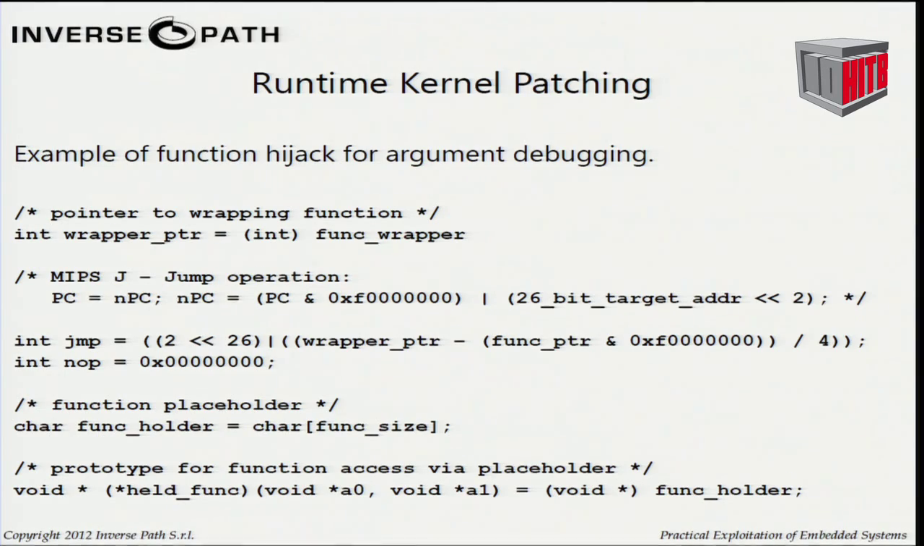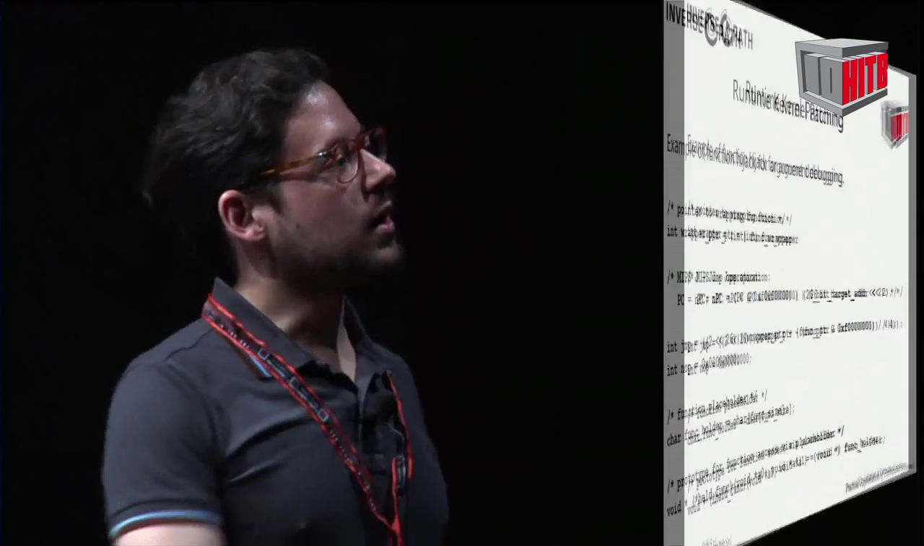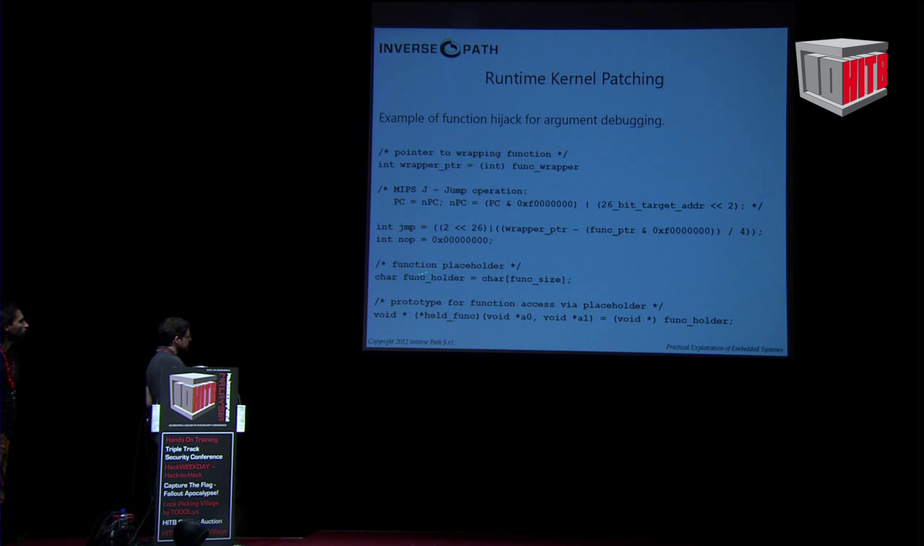You create a placeholder, which is just a character array for the original function, because you don't want to mess up the functionality of the system. You want to wrap existing functions in a way that you don't affect their behavior, because if you affect their behavior, then of course you have nothing to debug. And then you can define a prototype for the function you want to inspect and point it to the address of the function holder. And this will allow you to return back to the function which you're holding. So in this case, we're using C just as a graphical user interface to assembly, okay? It's just for making things more simple.